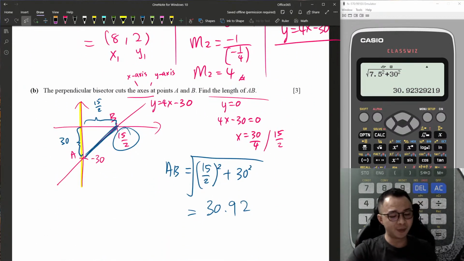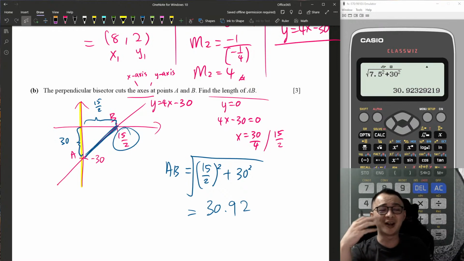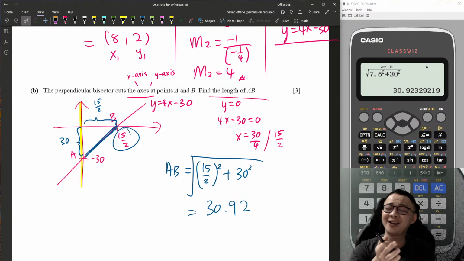Okay, so yeah, some student might ask, sir, how do you know the negative 30 so fast? Because it is the y-intercept, isn't it? y equals to mx plus c, c is your y-intercept. So when I start drawing the graph, I already know my y-intercept is negative 30. Okay? Cool?